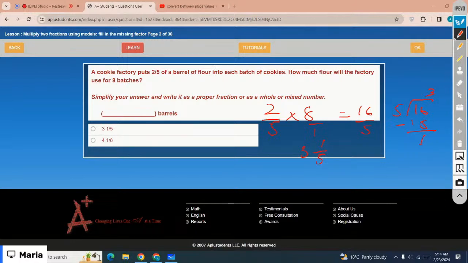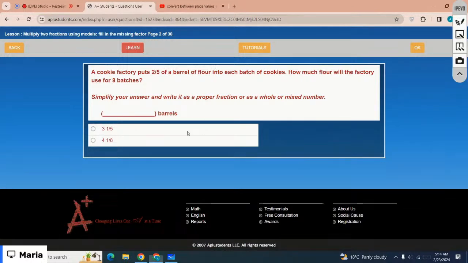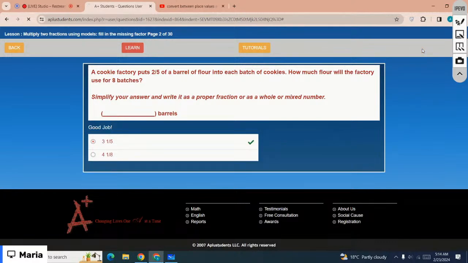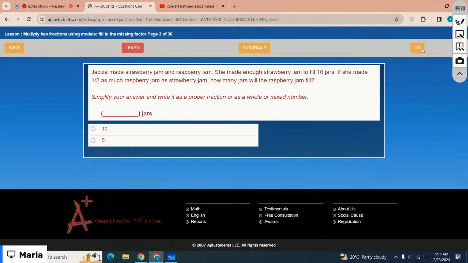That is option number 1. 3 whole 1 by 5 is the correct option. Okay, you have to tell me the answer for the next one, right? Jackie made strawberry jam and raspberry jam. She made enough strawberry jam to fill 10 jars. If she made half as much raspberry jam as strawberry jam, how many jars will the raspberry jam fill? Which is the correct option?